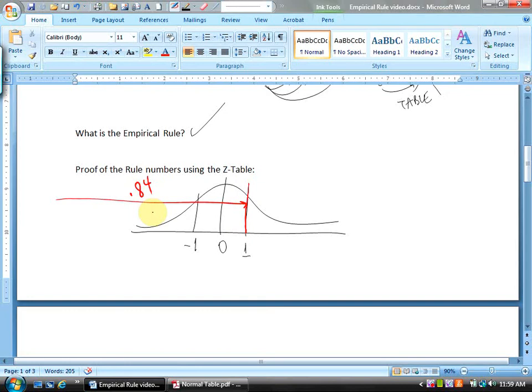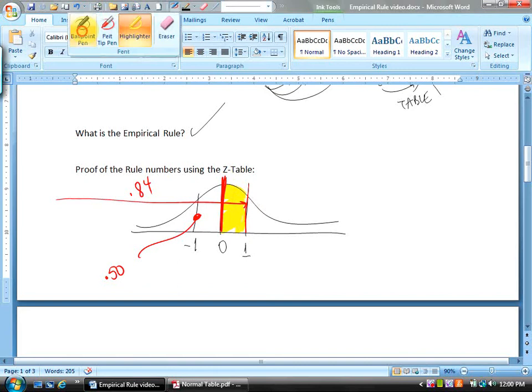Now, what you need to think of here is that this cut at the 0 is splitting the normal shape into 2 halves. So this half is obviously 0.50. So since that part is 0.50, how much is this part here? Well, the table says the whole thing is 84, so this part has to be 34.